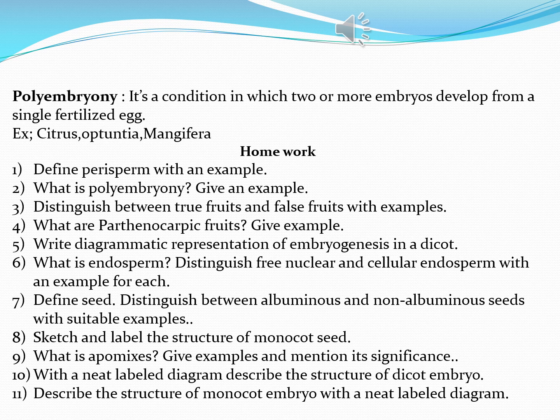Define seed. Distinguish between albuminous and non-albuminous seeds with suitable examples. Sketch and label the structure of a monocot seed. What is apomixis? Give an example and mention its significance. With a neat labelled diagram, describe the structure of a dicot embryo. The last one is to describe the structure of a monocot embryo with a neat labelled diagram.